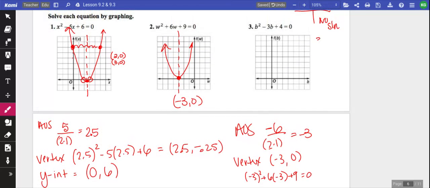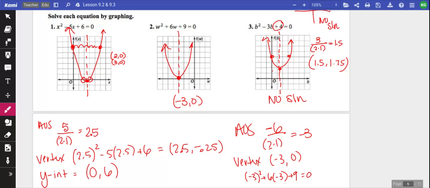On this last one, when I do the opposite of b over 2 times a, it gives me 1.5. And when I sub that back in, I get 1.75. My y-intercept I know is 4. Mirror that across, and this one has no solution or no x-intercepts.